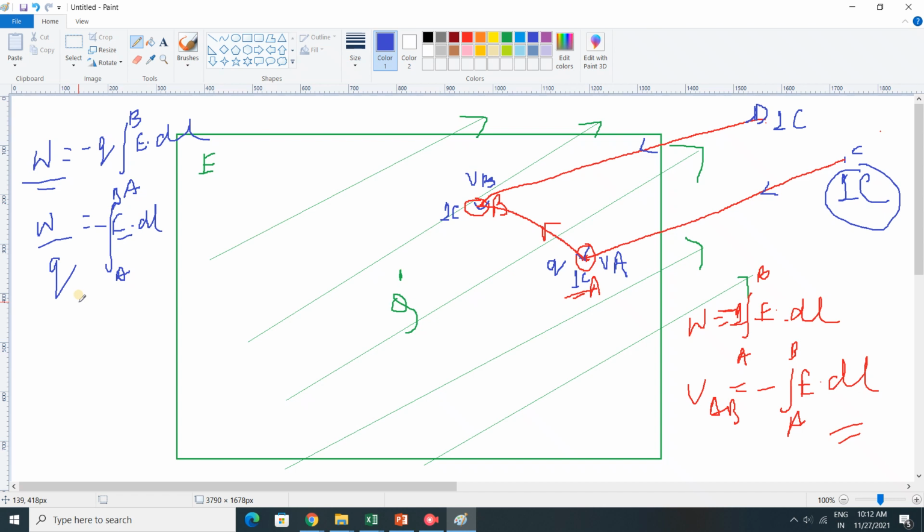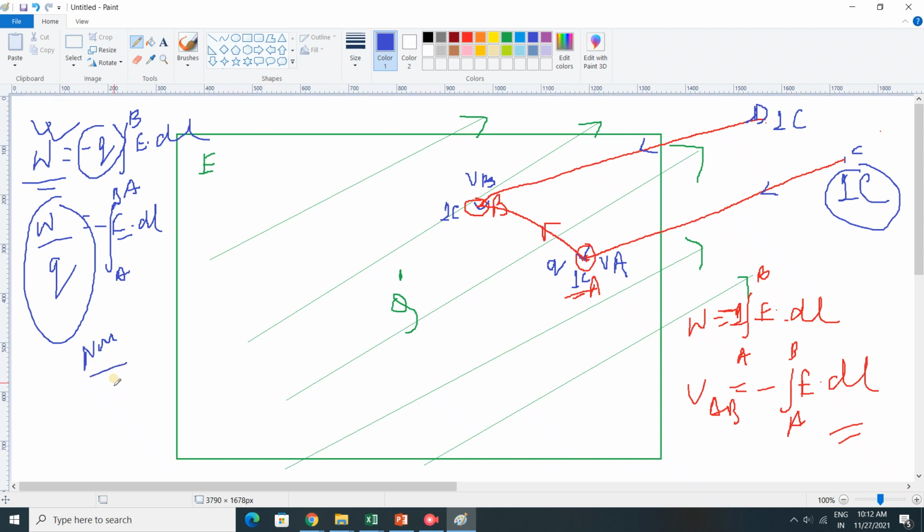Okay. Now if there is a bigger charge, as I told you, say 10 coulomb charge, 100 coulomb charge, then potential difference will be for only 1 coulomb. So you have to calculate the work done in that case. Then you have to multiply with the charge, and then you have to calculate work done. But potential will always be per unit coulomb.